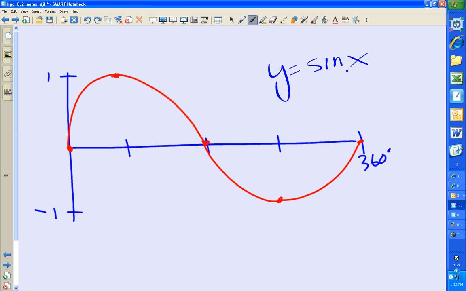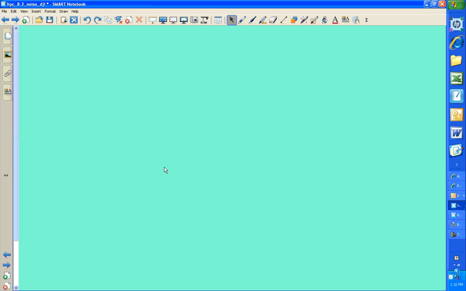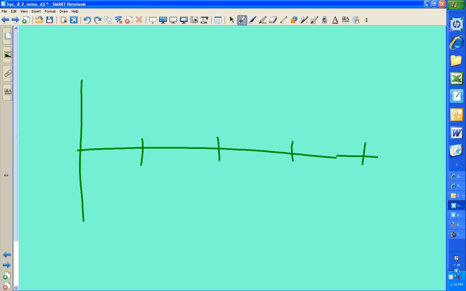When we do a cosine graph, I'm going to do exactly the same thing. Slice it into quarters. This is 360 out here. When I do the graph, we have a maximum and a minimum. When we do cosine, it starts at the max. Axis, minimum, axis, maximum.